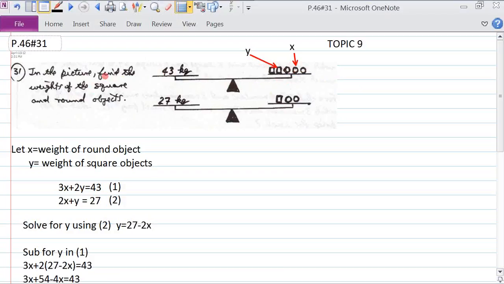We want to find the weights of the square and round objects. So what we have to do is this 43 is counterbalanced by 2y and 3x. So 3x plus 2y equals the 43. That's equation 1. On the second counterweight, the 27 here, we have just the y plus 2x. So 2x plus y. So we have the two equations.